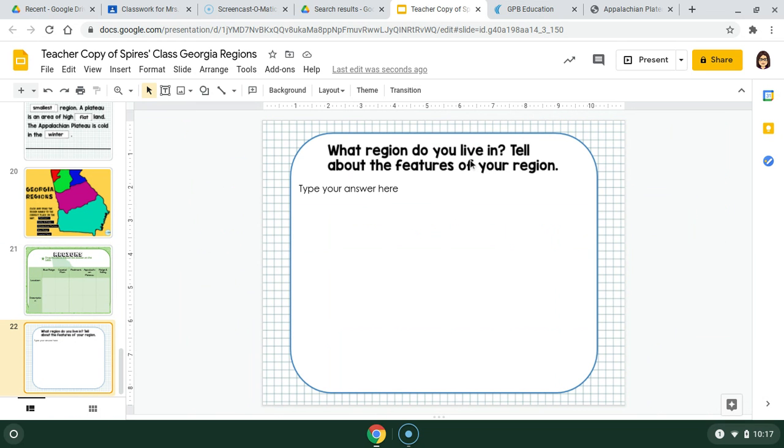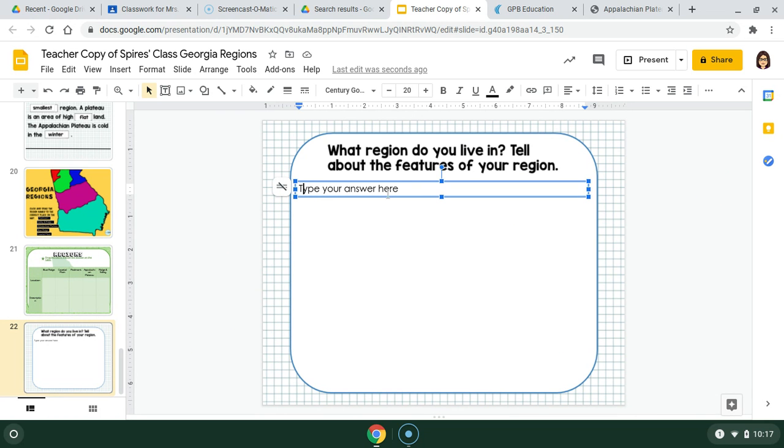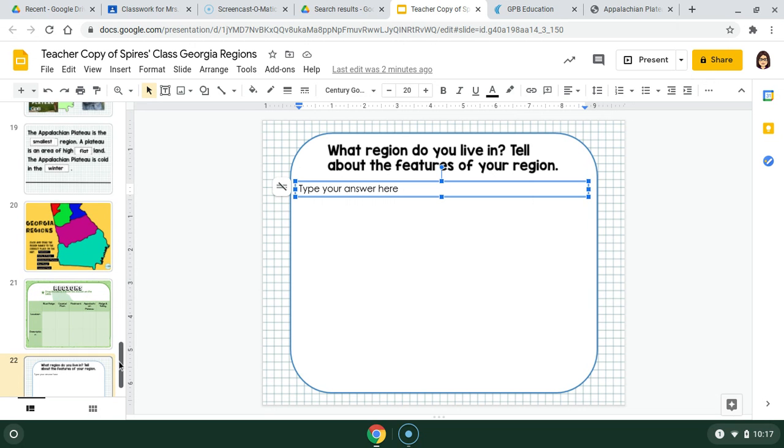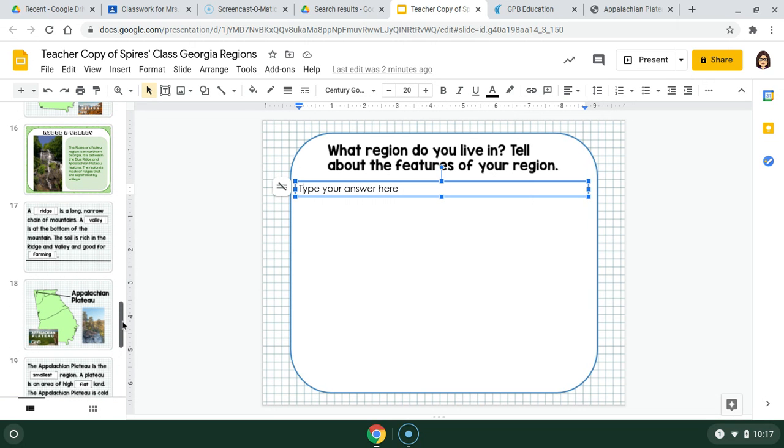All right, what region do you live in? You will click right here to type your answer. All right, tell about the features of your region. That means tell me something you know about the region of Georgia that we live in. Tell me something you've learned about where we live in Georgia. What's something you know about our region? Okay, just write a couple of sentences here to tell me that you understand your Georgia regions. All right, and once you do that, you'll be done for today.